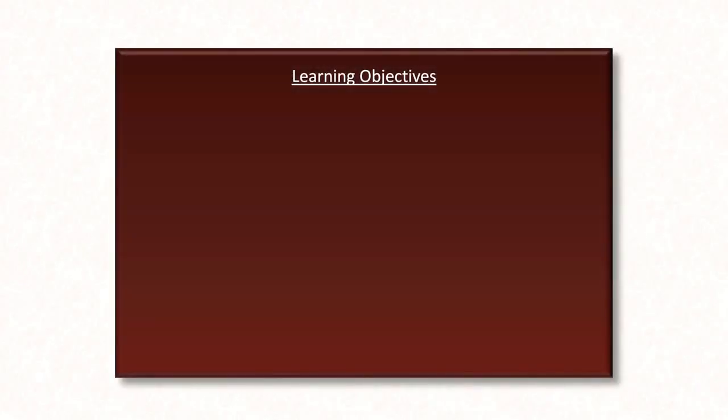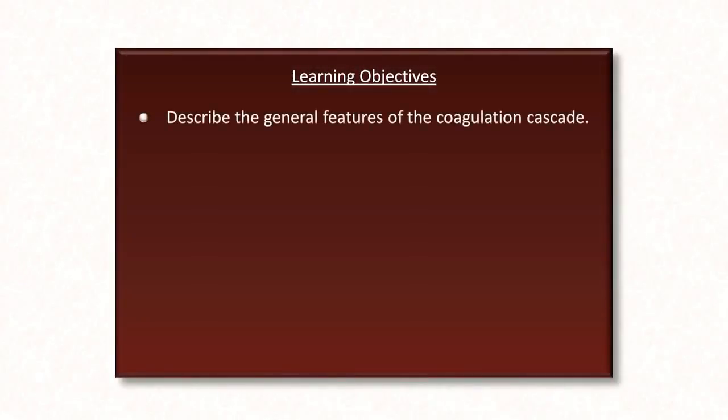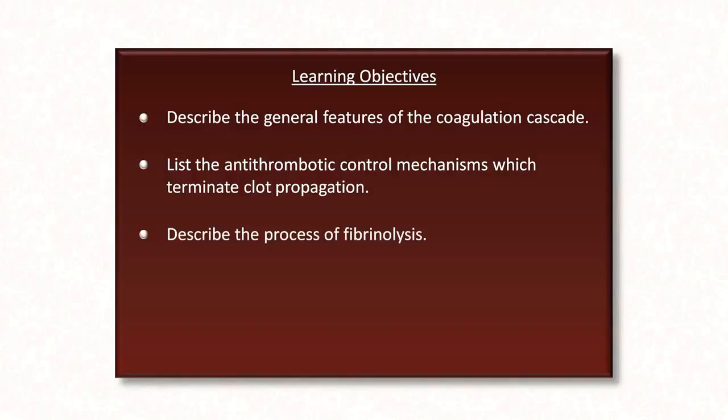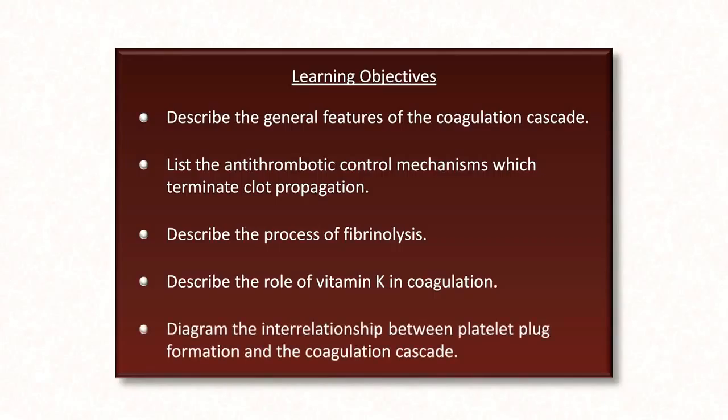The learning objectives of this video are first, to be able to describe the general features of the coagulation cascade. Second, to be able to list the antithrombotic control mechanisms which terminate clot propagation. Next, to describe the process of fibrinolysis. Then to describe the role of vitamin K in coagulation. And last, to diagram the interrelationship between platelet plug formation and the coagulation cascade.